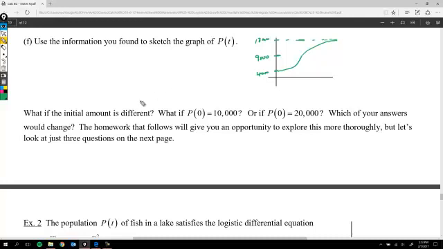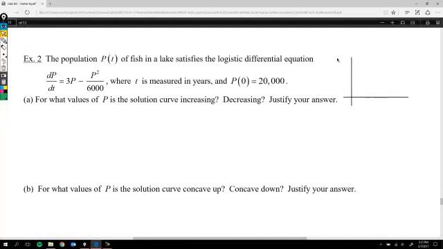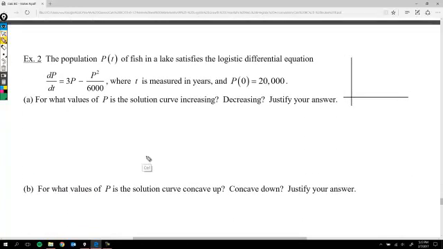Okay, and then the question is, what happens if these change? What happens if my initial condition changed? So let's explore that. Okay, this time, notice my initial condition is 20,000. Now I already know that my carrying capacity is 18,000. That means that I put too many fish in. This is too big of a number. Hey, I can only account for 18,000 fish. I put in 20,000. That means that they're going to start dying, right?